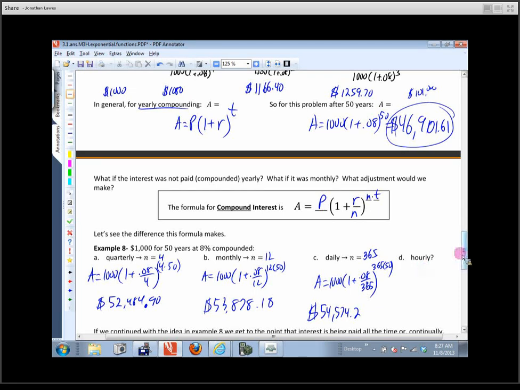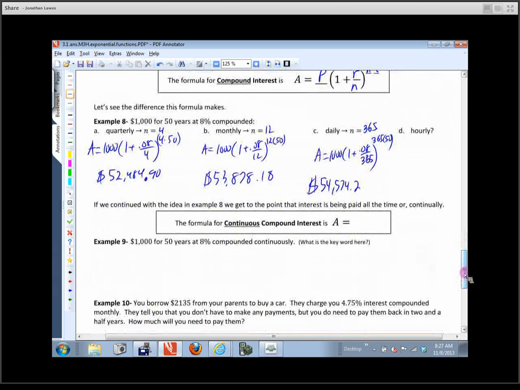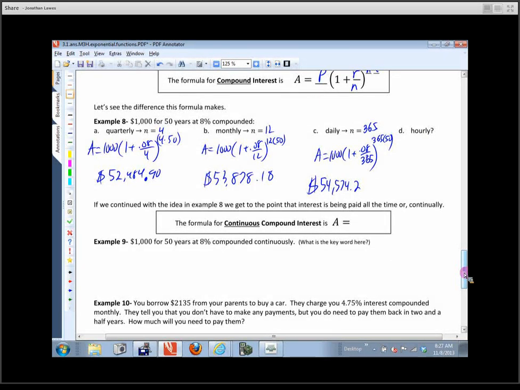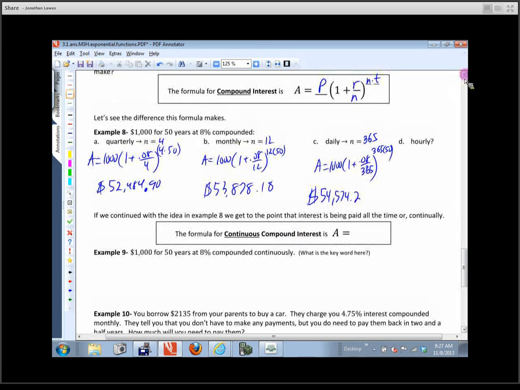But the point we're after is, if we could do this all the time, in other words, on a continual basis, that would probably pay us the most. We can't get any better than adding a minuscule amount of interest all the time. So that's something that we call continuous compound interest. And oddly enough, the formula for this is actually relatively easy, and look at this. It's P E to the RT. It's got that natural number E in it. It is an exponential base E.